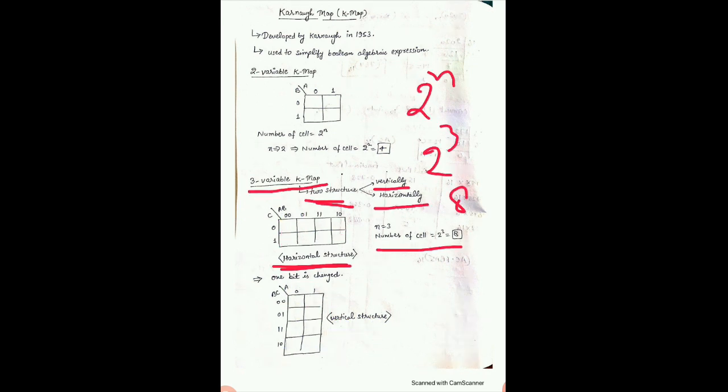We can put C oblique AB. Either you have to write here AB and here C, which is dependent on your choice. This is not compulsory that you have to write C here or AB here. You can write anything on any side. Okay, this is horizontal. Now the vertical structure.